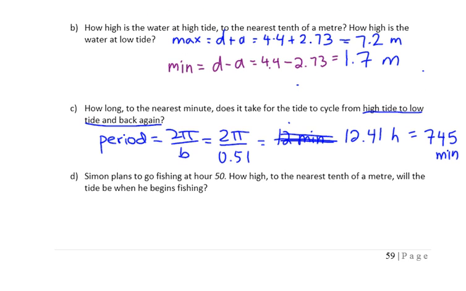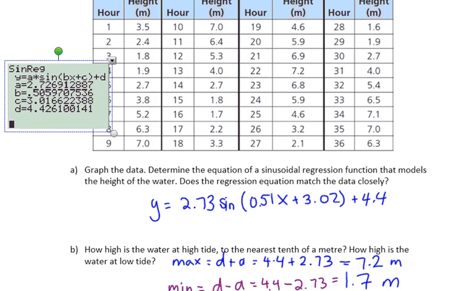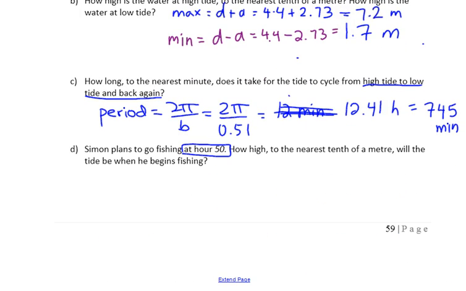Okay, so now they give us at hour 50. Is that our X or our Y? Let's see. Yep, it's X. So X equals 50. So going to our graph.